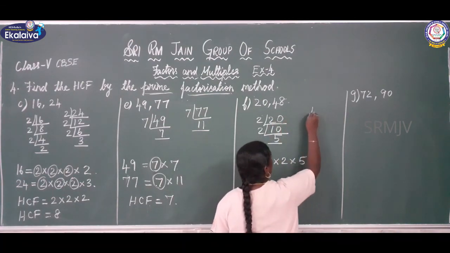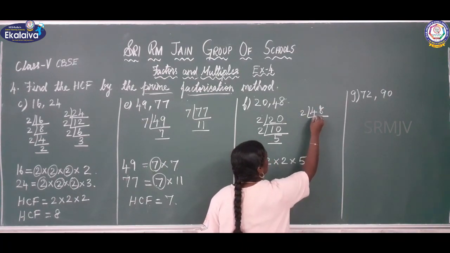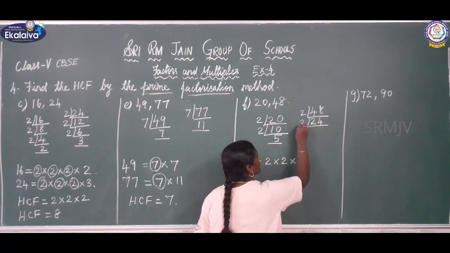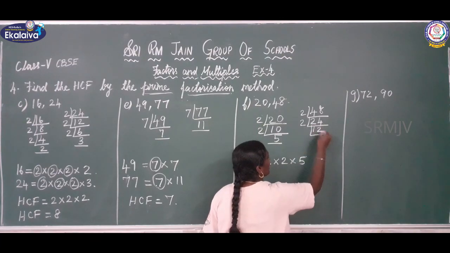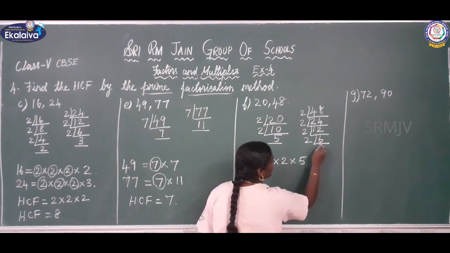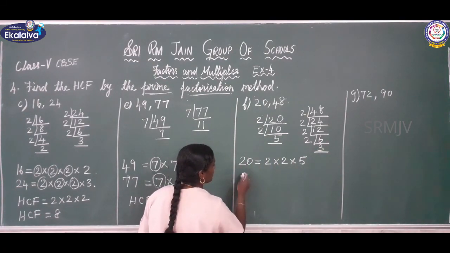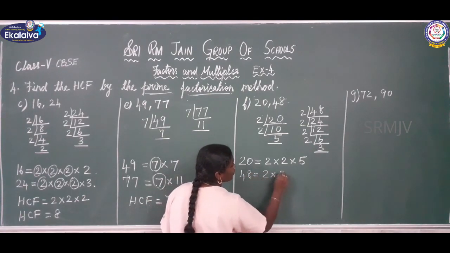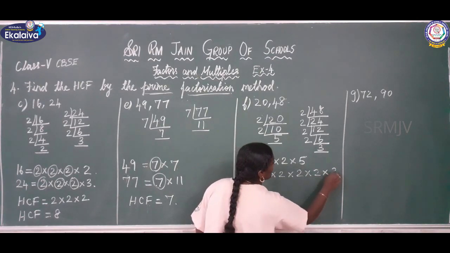Then 48. 48 is divisible by 2. 2 times 2 is 4, 4 times 2 is 8, 24. Again divisible by 2. 24 divided by 2, that is 12. Again divisible by 2, 6. Again divisible by 2, 3. So 3 is a prime number, so we have to stop here. Prime factorization of 48 is equal to 2 into 2 into 2 into 2 into 3.